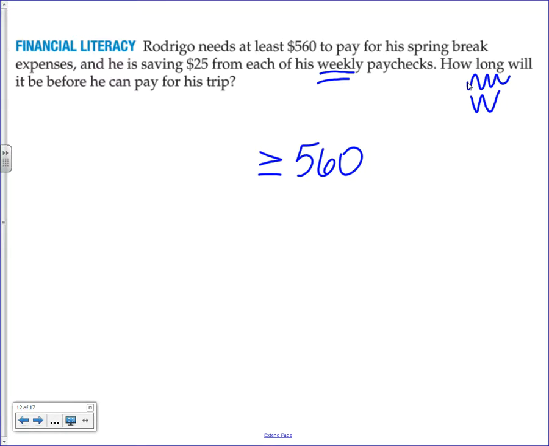Is everybody doing okay there? All right, what do I know about this trip? Does he have any money to start with? So he doesn't have any to start with, but he's doing $25 per week, right? So how do I represent that? Wonderful. How will I isolate that variable? So W is greater than or equal to, what is it?